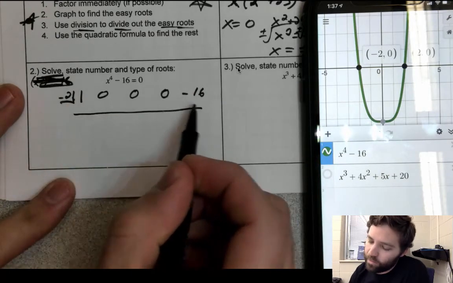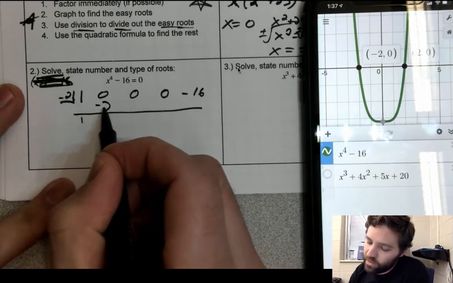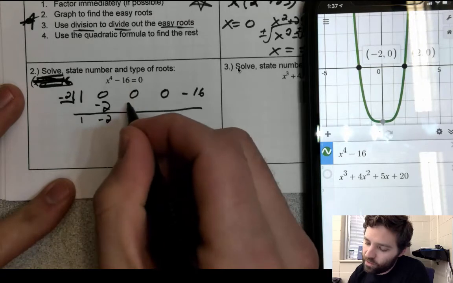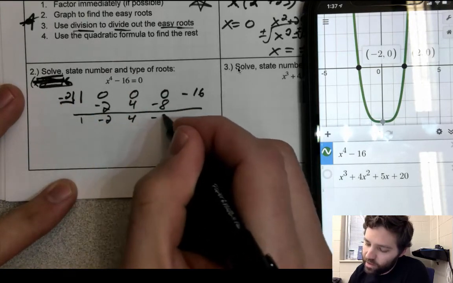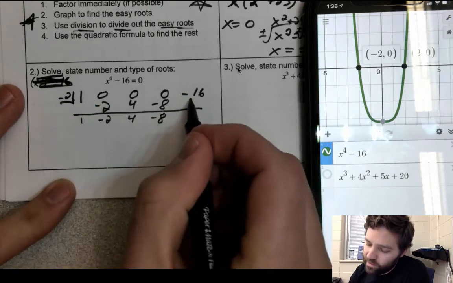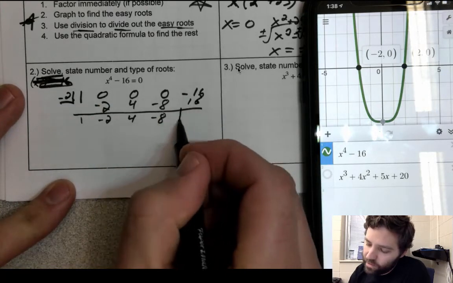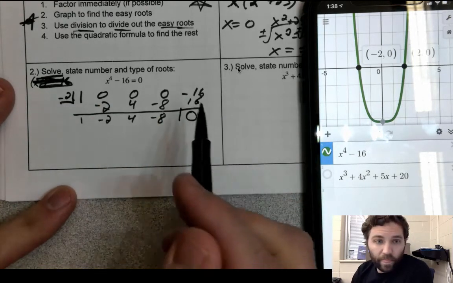So I'm going to bring down the 1. Negative 2 times 1 is negative 2. Add them up, negative 2. Negative 2 times negative 2 is 4. Add them up, it's 4. Negative 2 times 4 is negative 8. Negative 2 times negative 8 is positive 16. Add them up, that's 0. And then I'm going to do it again.